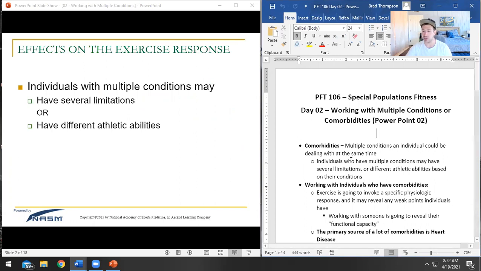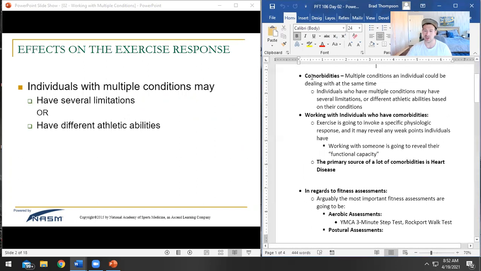We actually don't see that definition here in the PowerPoint just yet, but I got it right here. So comorbidities are multiple conditions that an individual could be dealing with at the same time. So hypertension, high cholesterol, that's another one. High cholesterol often leads to hypertension, right? So we see individuals who have multiple conditions may have several limitations or different athletic abilities based on their condition.